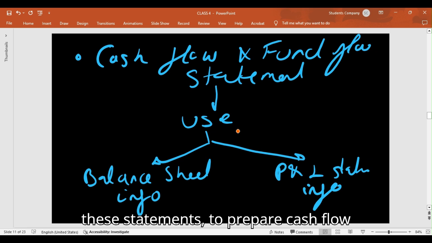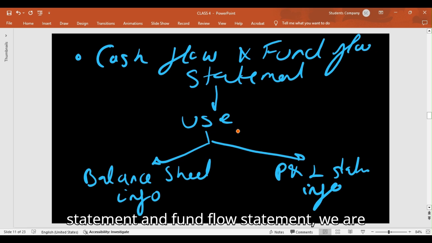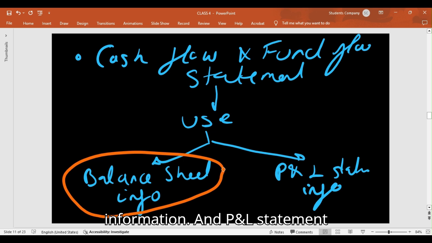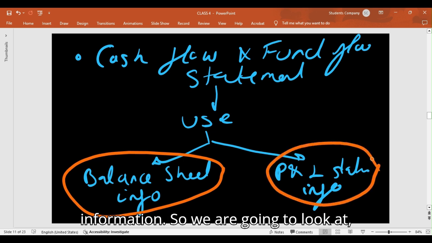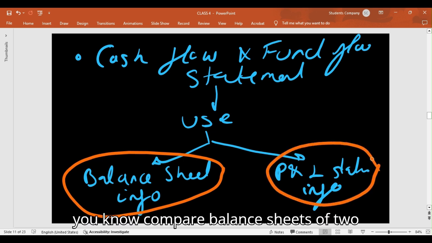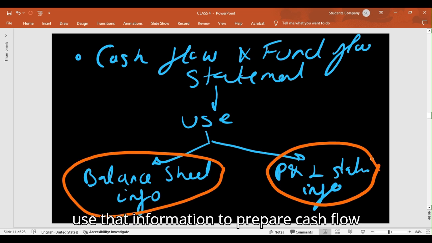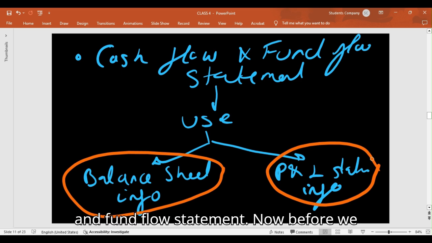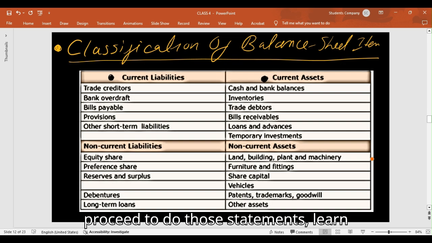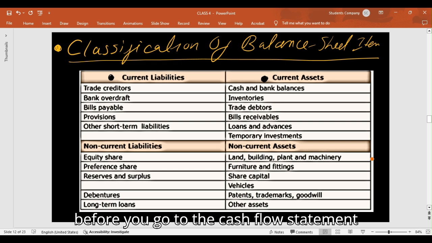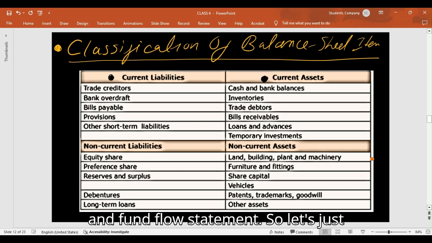Now, to prepare the cash flow statement and fund flow statement, we are going to use balance sheet information and P&L statement information. We will compare balance sheets of two dates and similarly P&L of two years, and use that information to prepare the cash flow and fund flow statements. Before we proceed to those statements, I just want to brush up your basics once again, because you have to be very clear about the components of the balance sheet and P&L before you go to the cash flow statement and fund flow statement. So let's revise the balance sheet components.